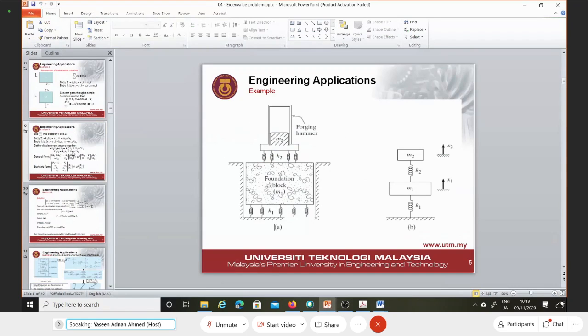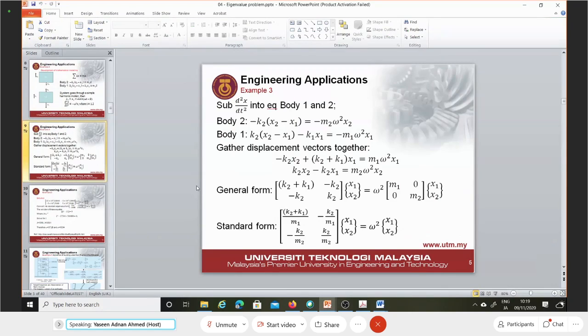In this case your stiffness matrix is this one, K1 plus K2, minus K2, minus K2, and K2. So this is your K by M matrix. If you compare, this one is (K2 plus K1) divided by M1, minus K2 by M1, minus K2 by M2, K2 by M2. Because your M matrix is M1, 0, 0, M2, sorry. And this is the K matrix and M matrix.